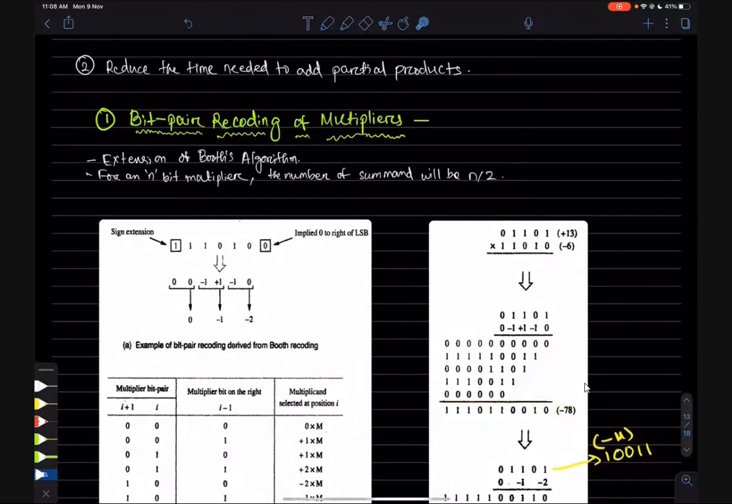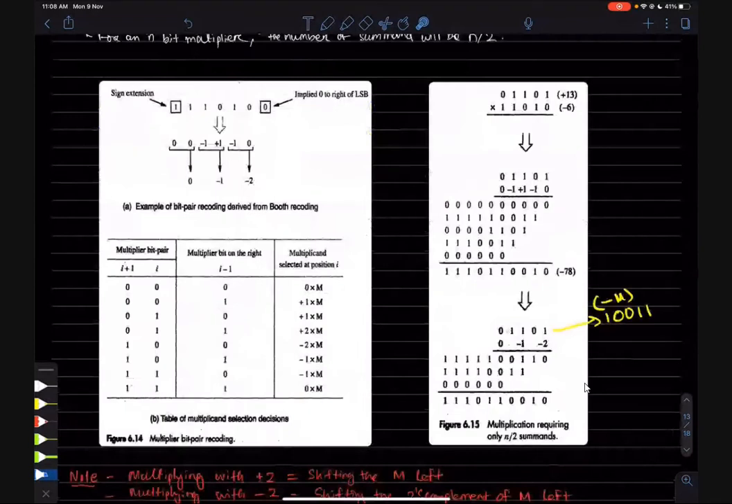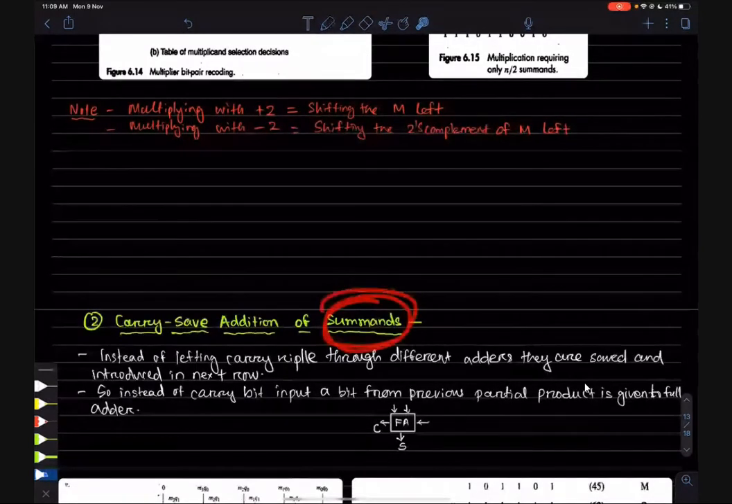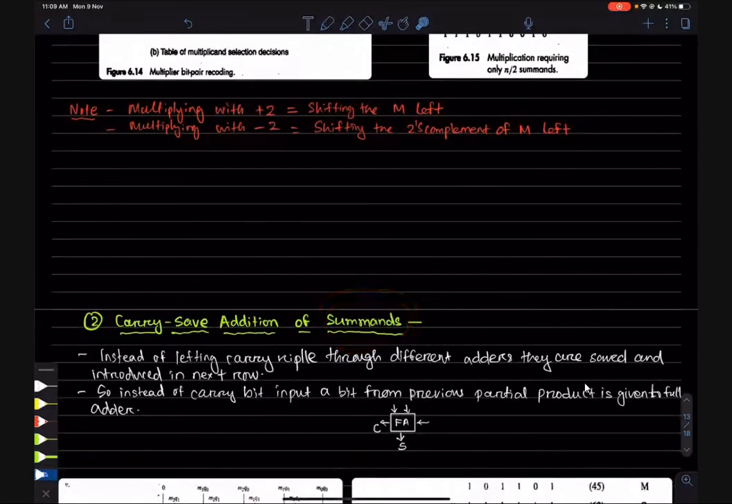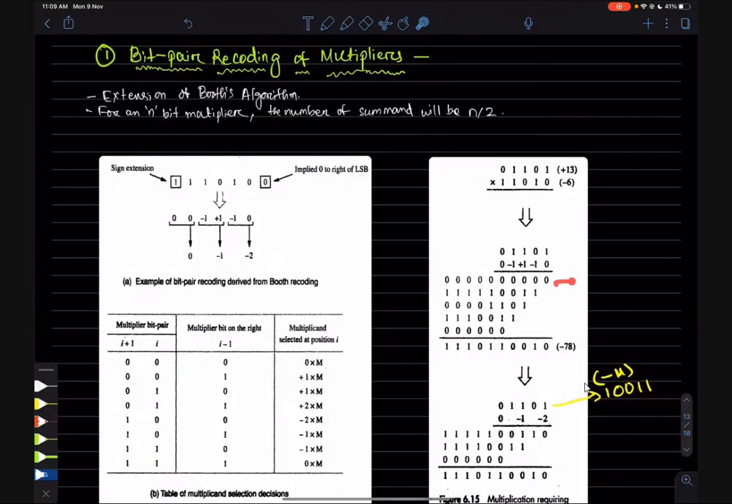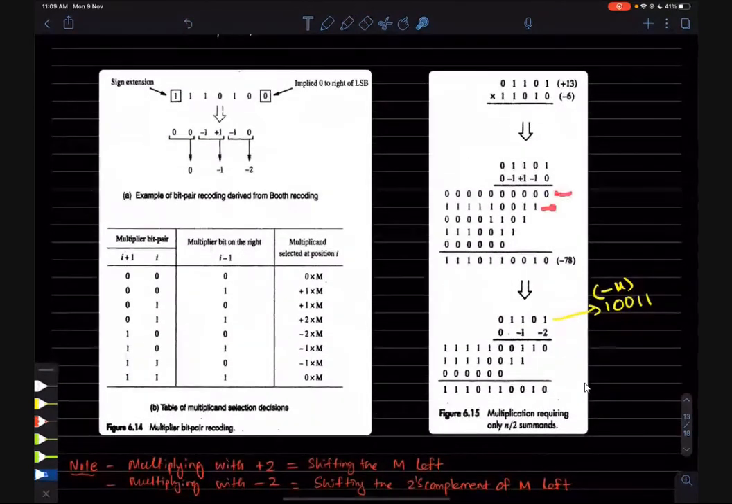They are also called summands, because they are used in the sum. So we are summing all these partial products, and at the end we will get the product. So how do we reduce the time taken to add all these partial products? How do we reduce the time?